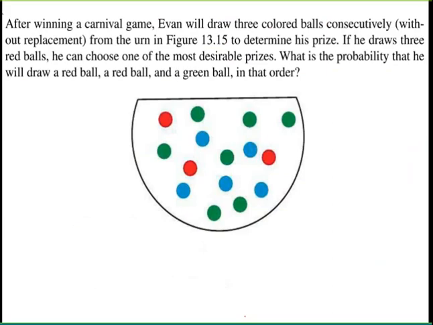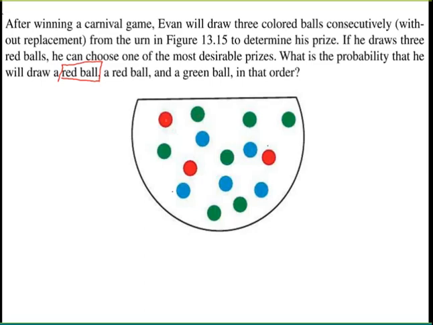So here we go. We've got a carnival game. Evan will draw 3 colored balls consecutively without replacement from the urn to determine his prize. If he draws 3 red balls, he can choose one of the most desirable prizes. What is the probability that he will draw a red ball, and a green ball in that specific order? So to do this, we have to break them down one at a time. And you can set it up using the formula, but it's a little bit easier just to logically think through this and work it out, where I've got to count up how many total balls are there in this thing.